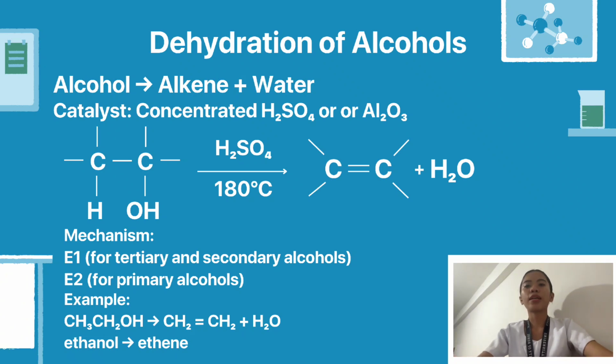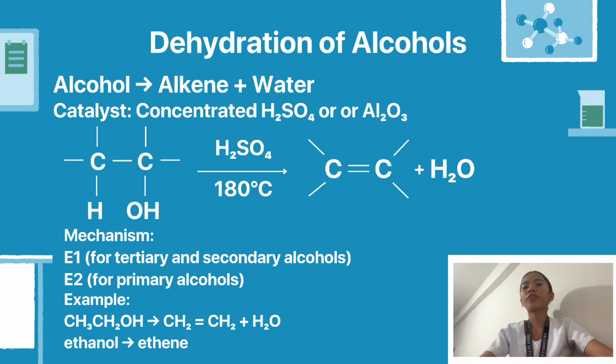Now that we understand how oxidation works, let's move on to another important reaction of alcohols, dehydration. This reaction plays a key role in converting alcohols into alkenes, which are useful in many industrial and synthetic processes. So let's take a closer look at how this works.